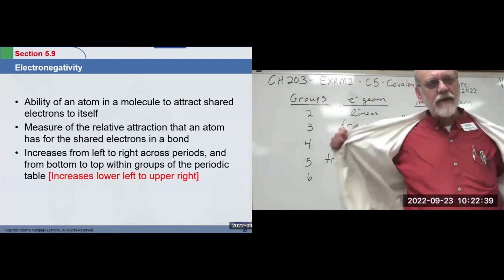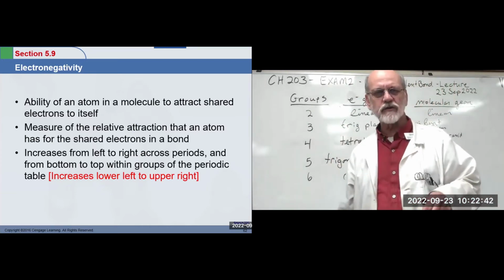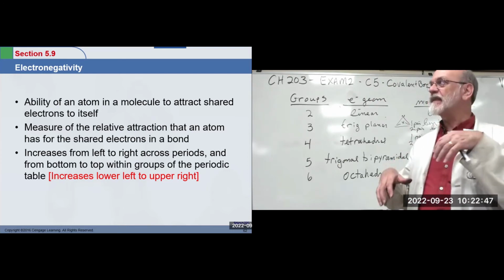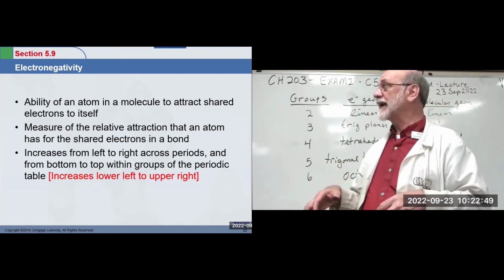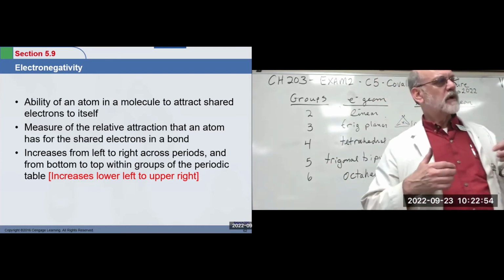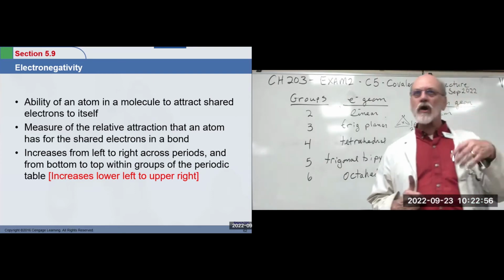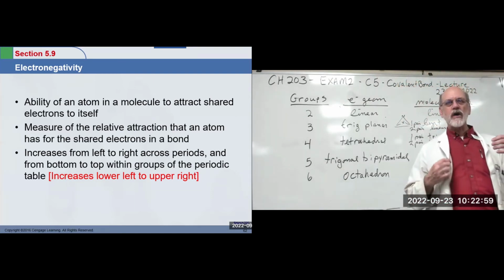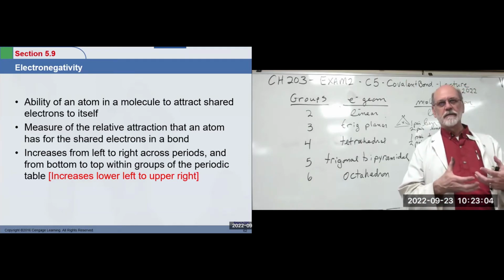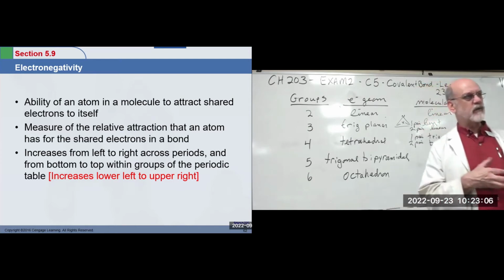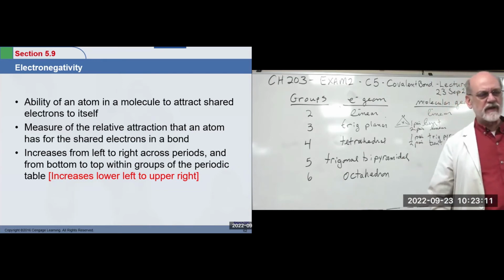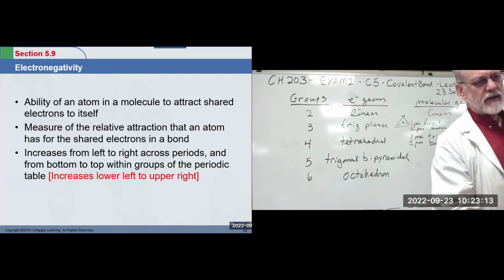Okay, now I've used this term before. Let's talk about electronegativity in earnest. Electronegativity is simply the ability of an atom in a molecule to attract shared electrons toward itself. So that means that if we're going to talk about electronegativity, we have to talk about it in terms of what its behavior is in a bond. So we need sort of a standard. What do we bond it with to determine what its electronegativity is? And that's been a bone of contention for a long time.